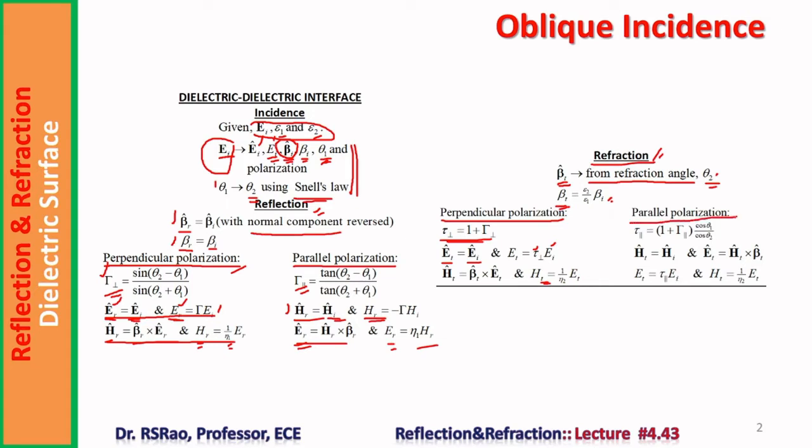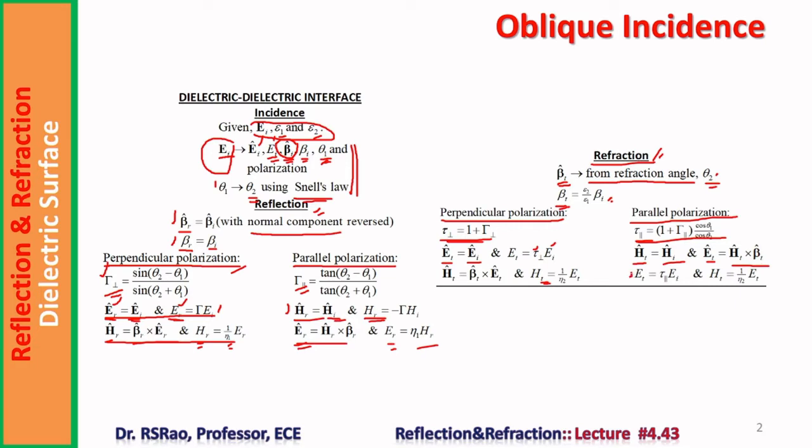In case of parallel polarization, the transmission quotient is 1 plus gamma, cos theta 1 by cos theta 2. Note that reflection quotients and transmission quotients are different for different polarizations. They are polarization dependent. Now, the direction of the magnetic field in the transmitted wave is the same as the direction of the magnetic field in the incident wave. And the direction of the electric field can be found by crossing HT cap with beta T cap.